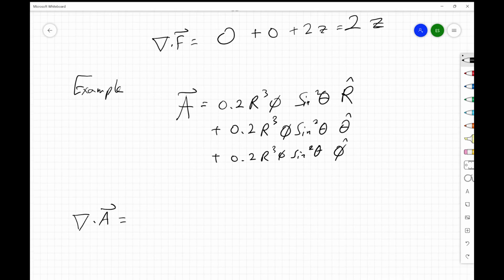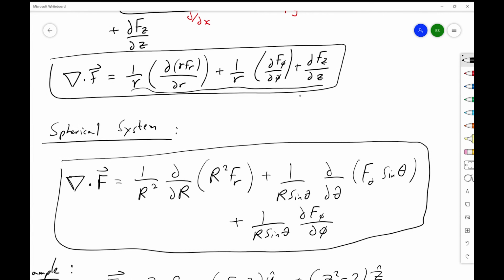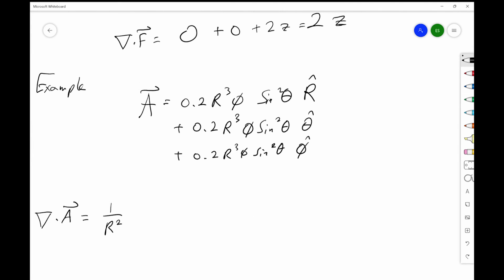So this is going to be 1 over r squared. And then you have to take f r multiplied by r squared and then differentiate with respect to r. So if I take f r, which is this, A r, and multiply it by r squared, I get r to the power 5. And then differentiated with respect to r is going to be 5 r to the power 4. 5 times 0.2 is 1. So it's going to be r to the power 4 phi sine squared theta. Okay. So this cancels. This becomes r squared.